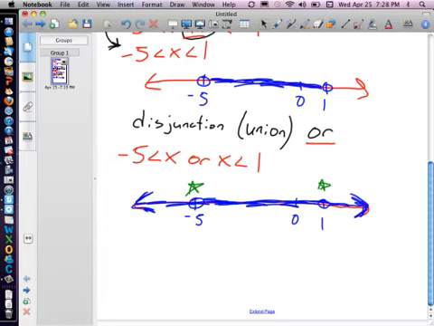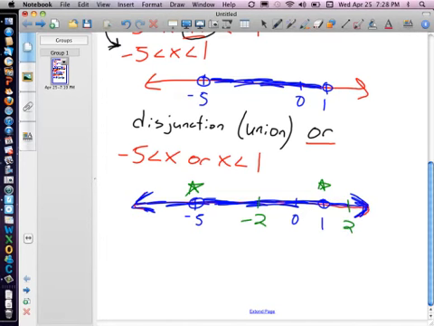Now if we pick any number on this number line, like, I don't know, -2 for instance, it works for both. So x is less than 1. It is less than 1. It is also x greater than -5. So that fits. Let's pick a number up here, like +2.